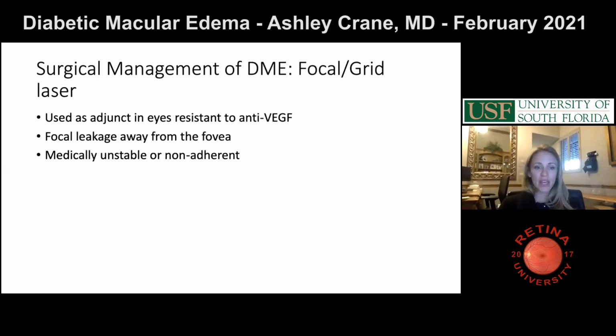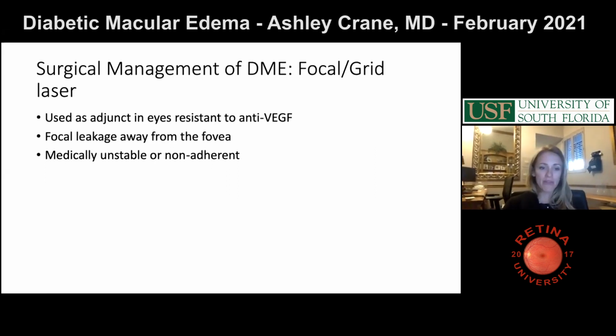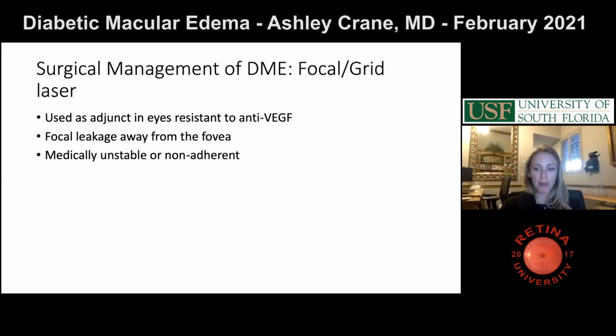Okay. Yeah, I think that was my experience in residency as well. I think focal and grid laser has certainly fallen a bit out of favor in favor of anti-VEGF, but it can be used as an adjunct in eyes resistant to anti-VEGF for focal leakage away from the fovea, and it's also helpful in patients who are just not going to come back. I think a lot of our diabetic patients are not necessarily going to be coming back.